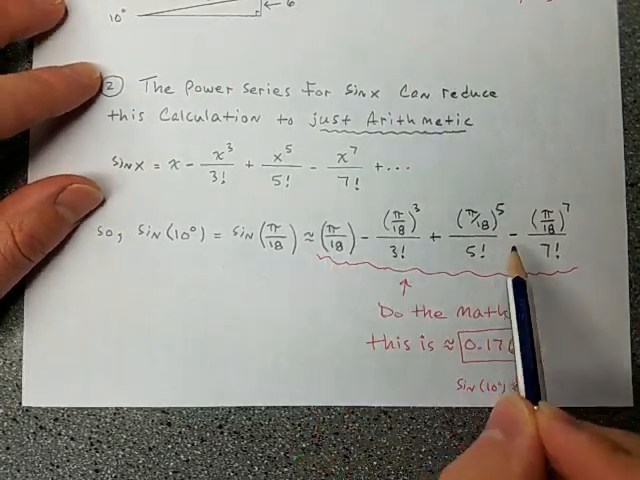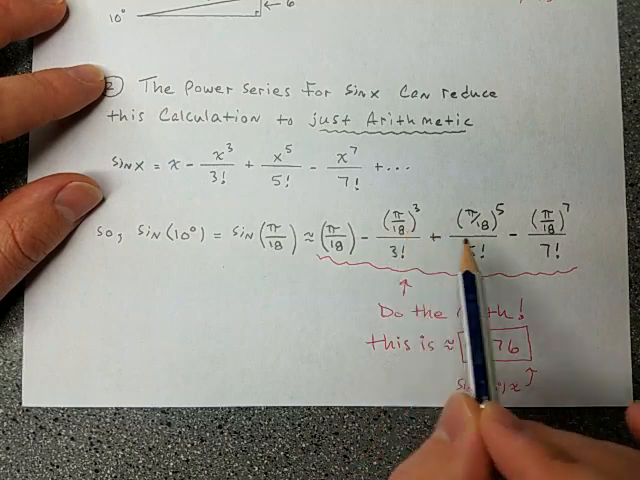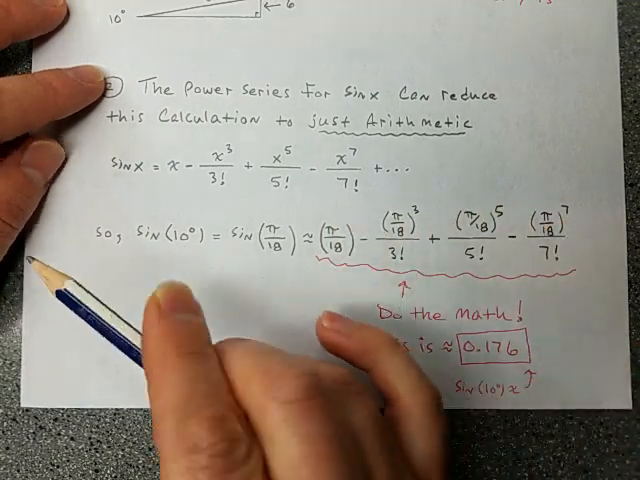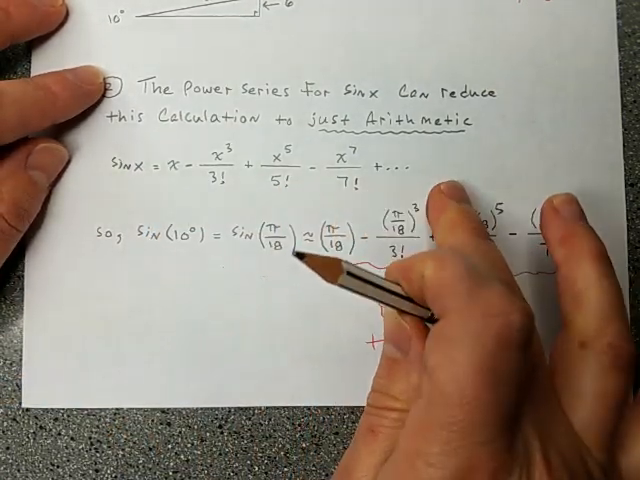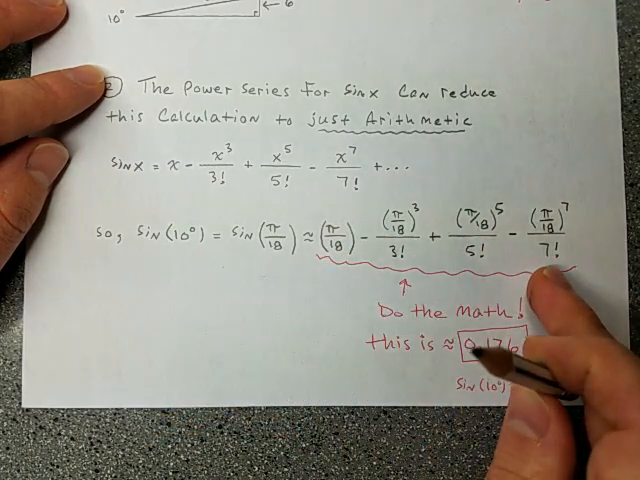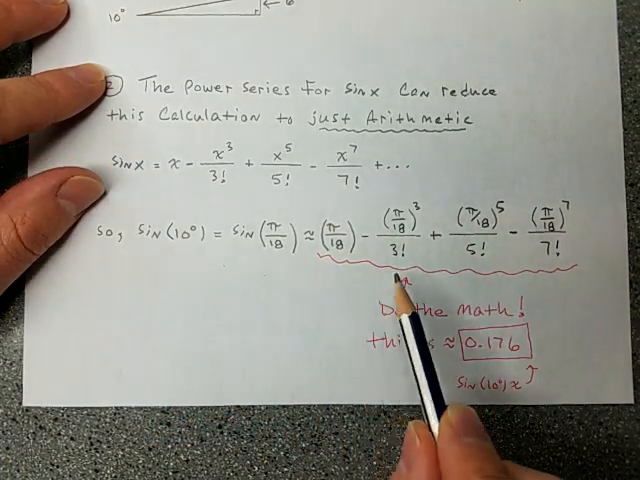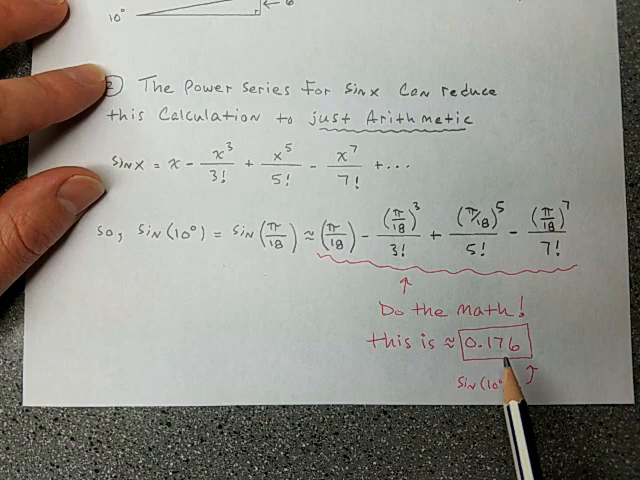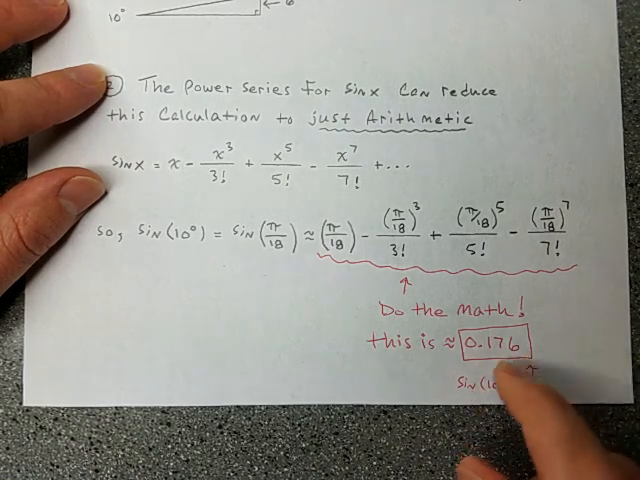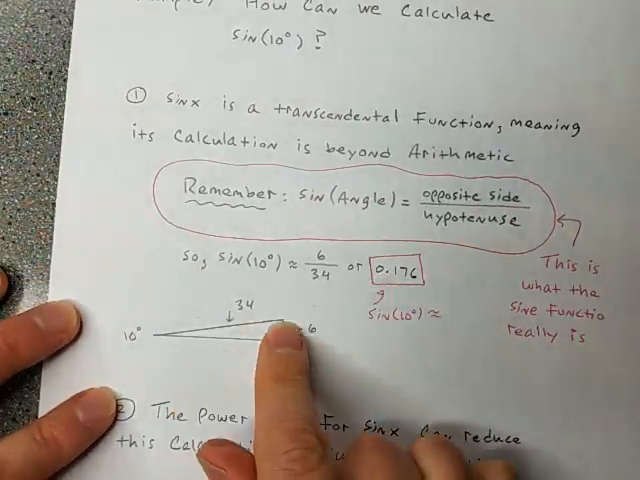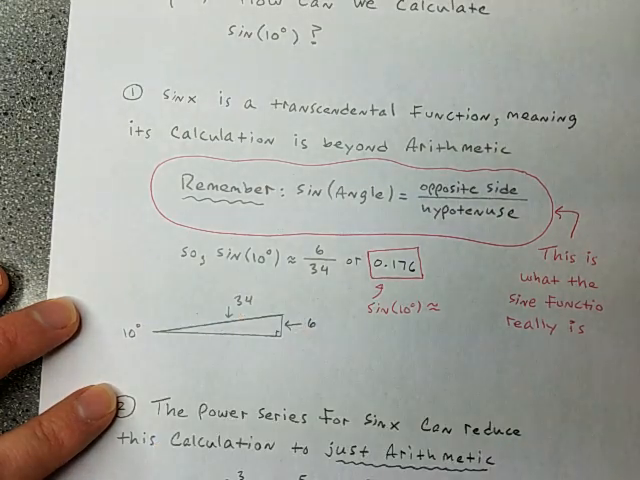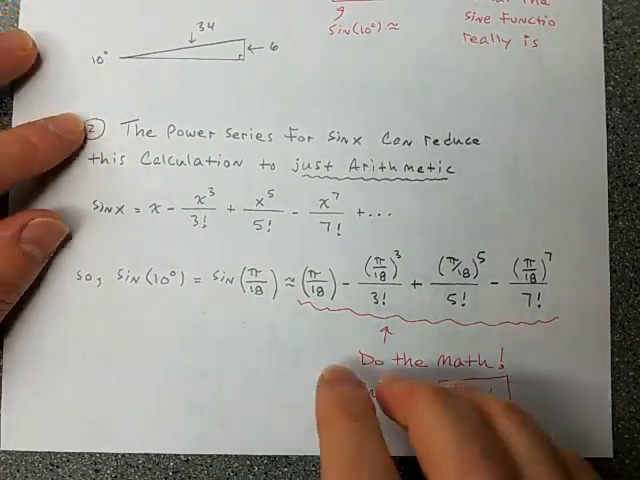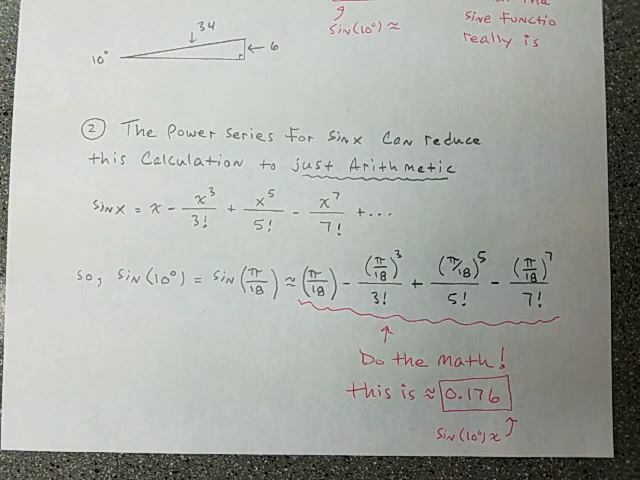So watch, we'll do the math. If you want to, you'll get your calculator out. I wrote this series out up that far, even though it's infinite. I'll get a pretty good estimate. If you do the math on that, you'll get 0.176. That's the same thing I got when I drew this triangle and very carefully measured the sides. So the series gives us another way to do the math. It gives us another way to do calculations.